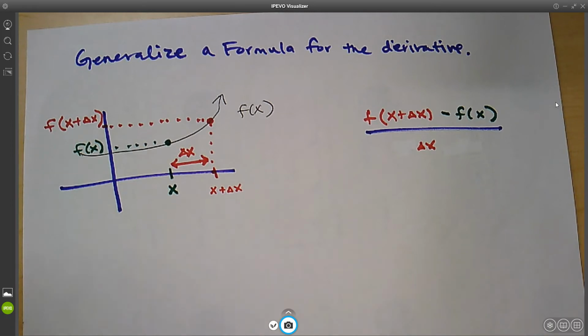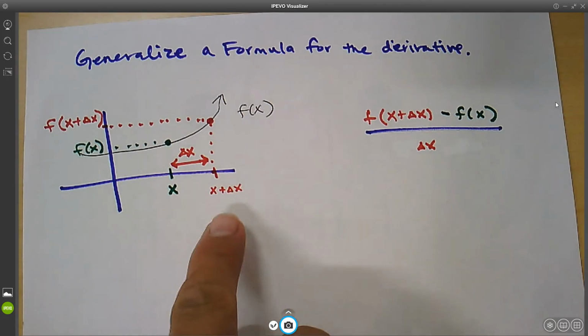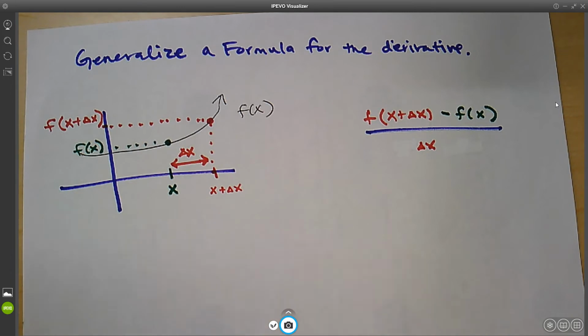What is that? What was the name of that? The difference quotient. That's why you guys practiced that in pre-calc. It was just for this moment to do calculus. But it's not called the derivative yet until we let something happen.